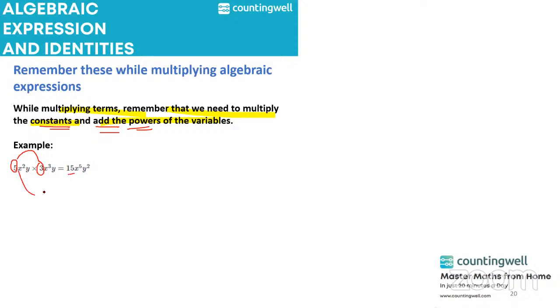But what about x square and x cube? What are the powers? 2 and 3. You should not do 2 into 3 here. You should add 2 plus 3, which is 5.